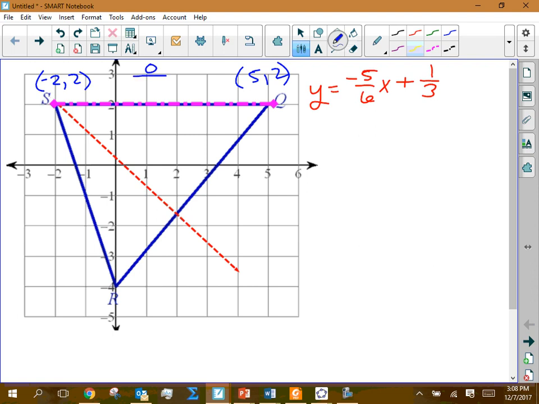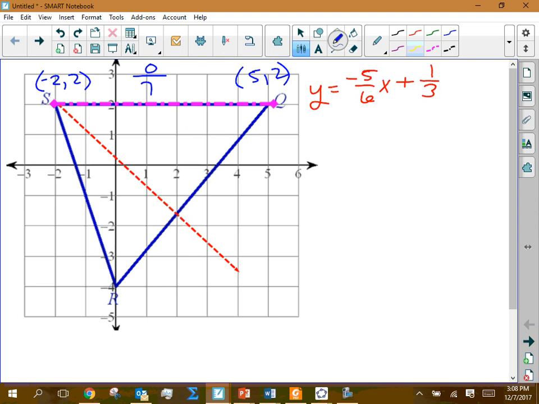And the run is 7, right? I don't really care what the run is. I know it's going to be some number. It's not going to be 0. If it was 0, that would mean the 2 points were actually the same point. If my x difference and my y difference are both 0, that means the points are the same.